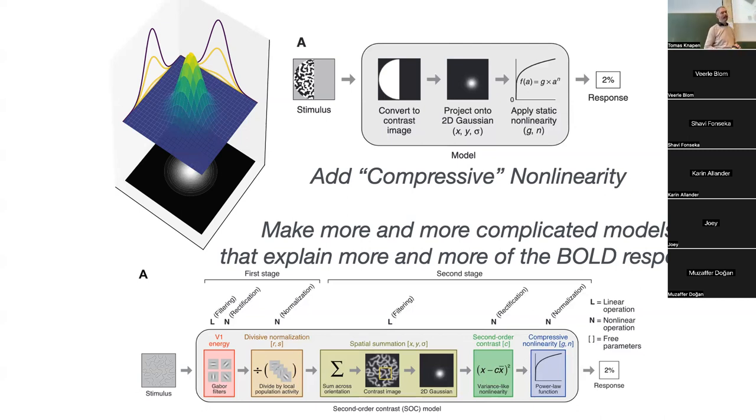And here also the parameters we fit on a voxel-by-voxel basis. That's really the beauty of it, that we get these local population estimates, where we think that the voxel response is actually reflecting the neural response underpinning it.